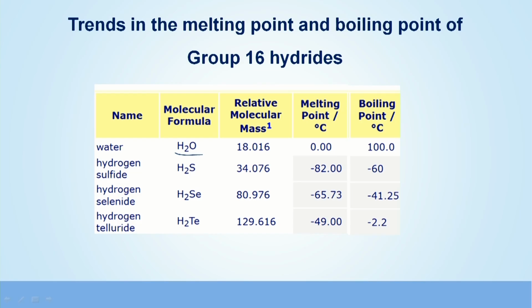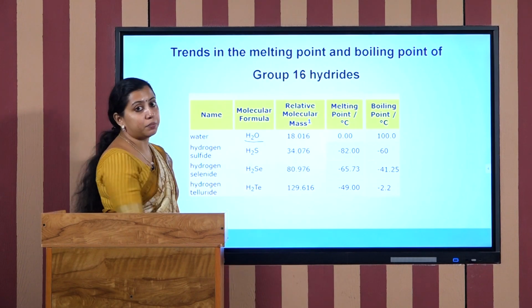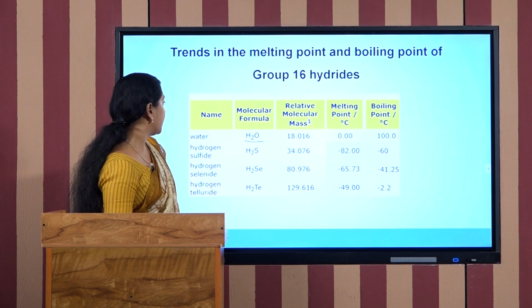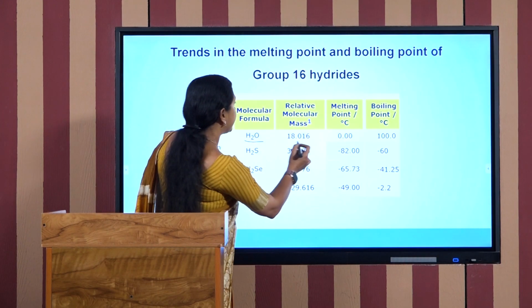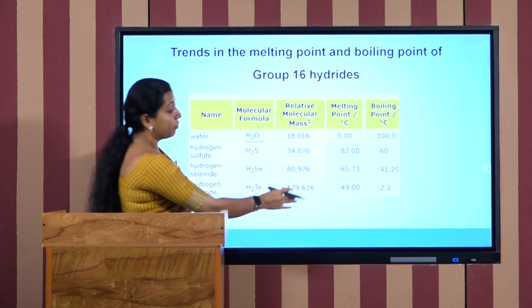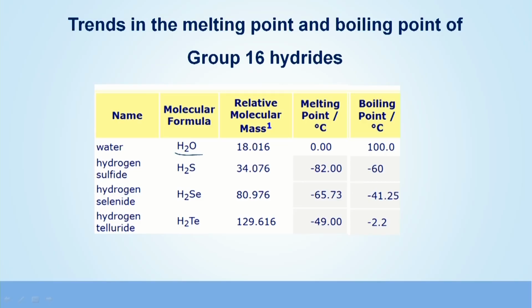Now, let us see the variation in the melting and boiling points. The general trend is that there will be an increase in the melting and boiling point down the group because of the increase in molecular mass. But when we look at this, we can see that with the exception of water, the other three in the series follow that trend. That is, there is an increase in the melting and boiling point down the group. But water is an exception.